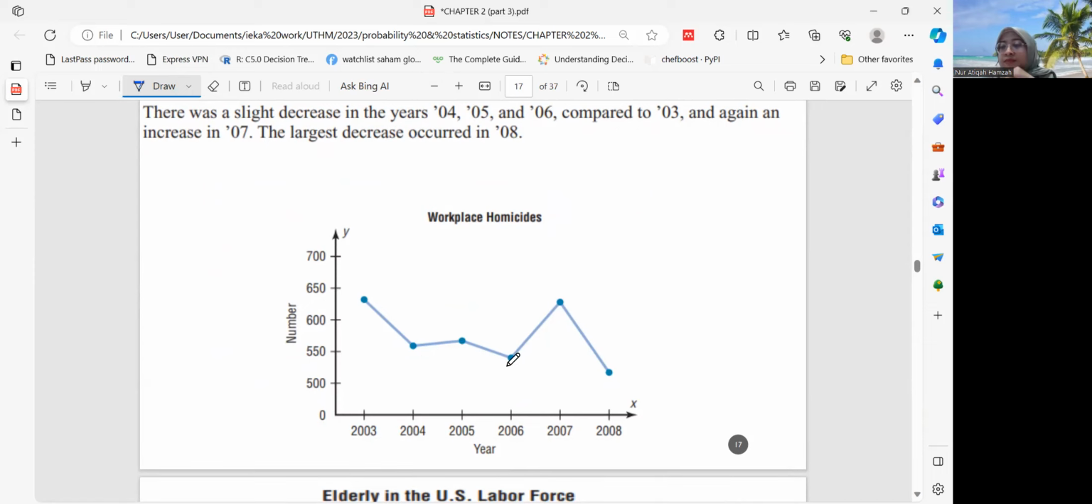But then, it is increased again in 2007, but it is largest decrease in 2008. So this is what we call a time series graph.